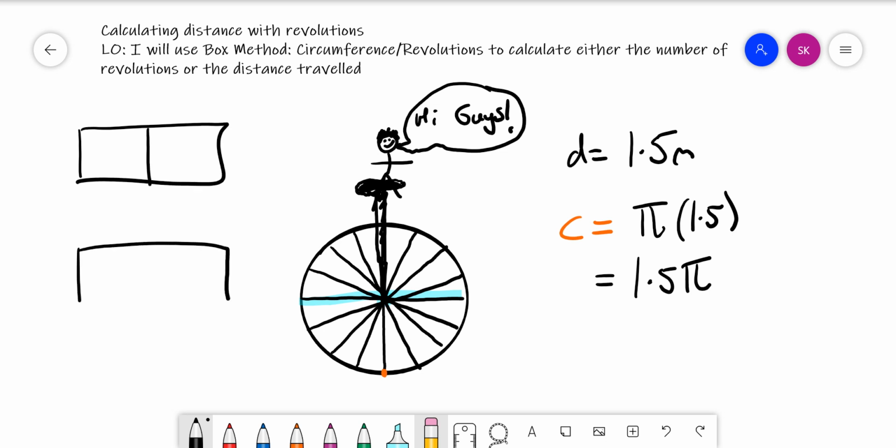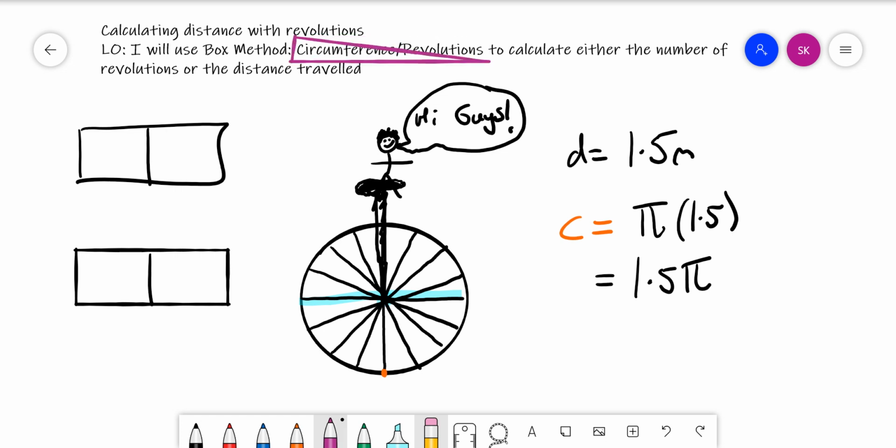Now, the way that we can figure out how far he cycled before he fell off is we can do this. Box method, circumference, revolutions. So I'm going to label the first row of boxes C, for circumference, and I'm going to label the second column revs, as in revolutions. If you ever heard the word revs before, it's referring to revolutions.